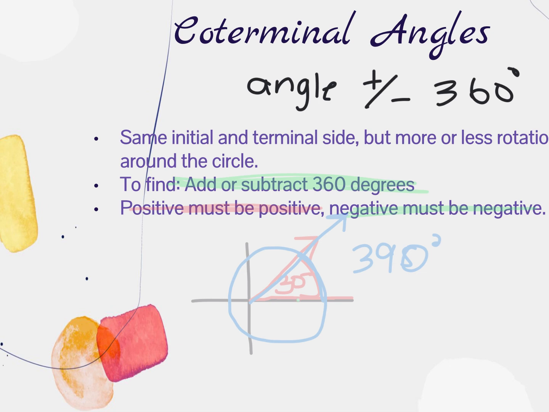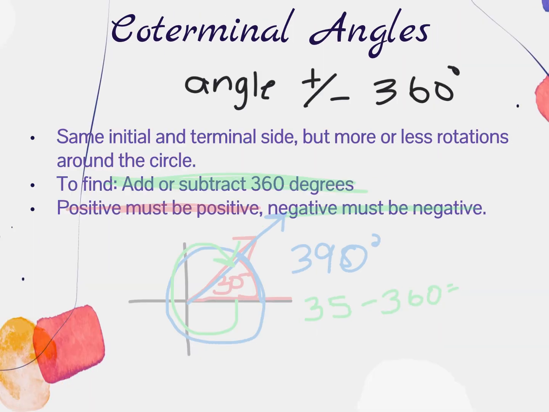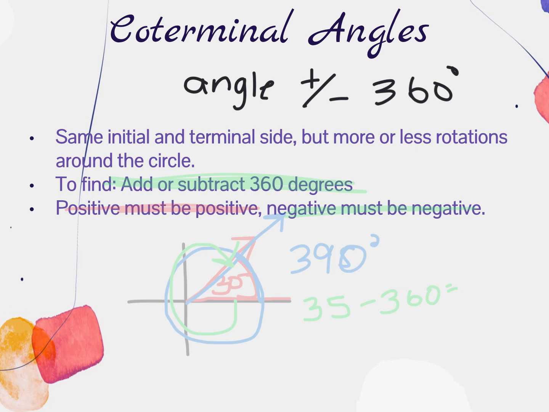What about if I went here? I went the other direction. Negative 330. I said 30 minus 360. What is that? Is it 35 or 30? Oh, I can't read my writing. It's 30. Negative 330.